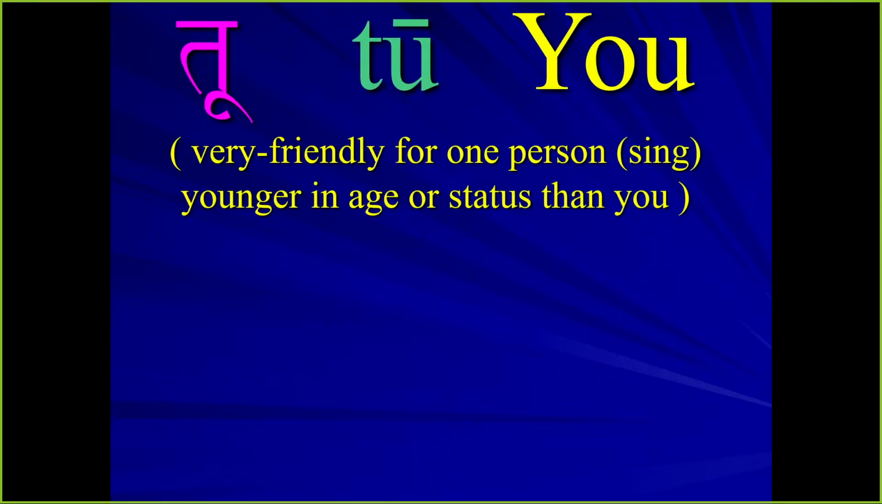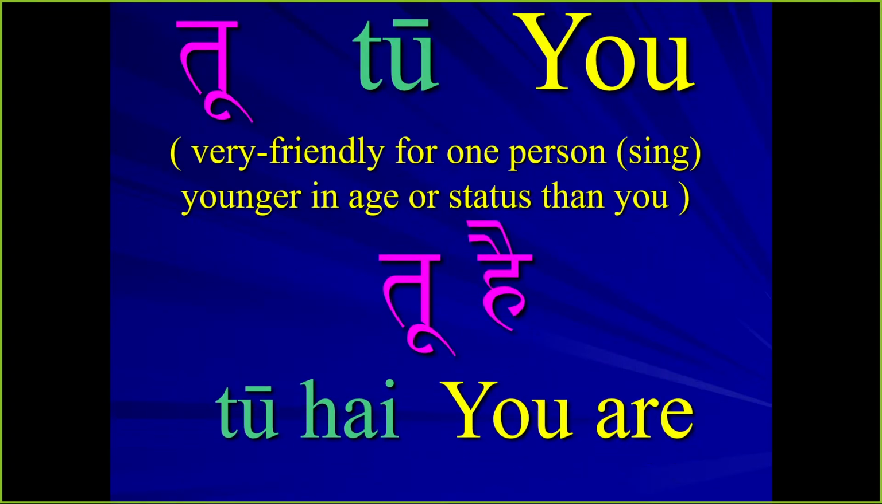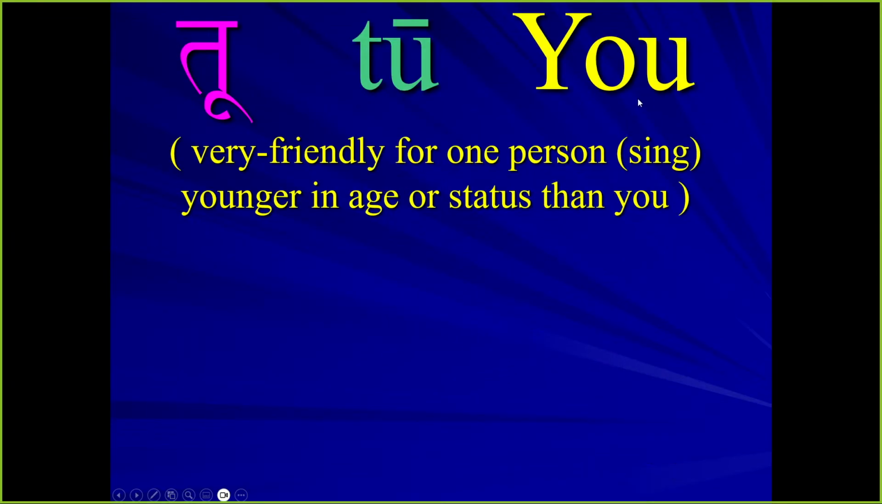Okay. Now the next one is tu. Now tu also means you. But tu we can only use for people who are younger than us. Tum we have to use for people who are the same age as us. So if you have a younger sibling, a brother or sister, you can call them tu when you're talking to them. But if you're talking to somebody of your own age, like your classmate, then you'll refer to them as tum. Okay. So now tu.